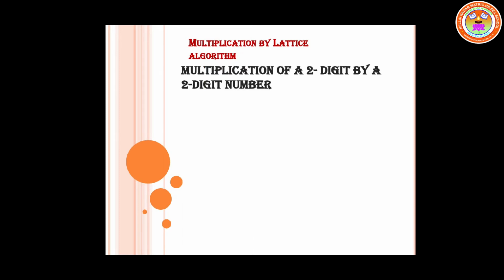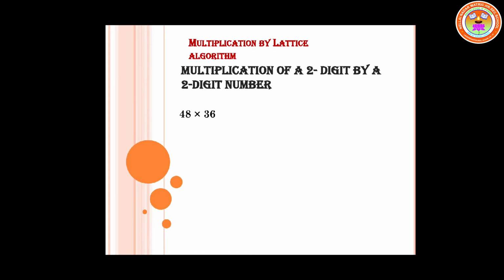Shall we? Yes. Now, we are going to learn multiplication by lattice algorithm. So this is something new, right? We are going to use lattice algorithm to find the value of two numbers when they multiply. First, we are going to take a 2-digit number and another 2-digit number and multiply them using lattice algorithm. So let us start. 48 into 36. Both the numbers are 2-digit numbers.